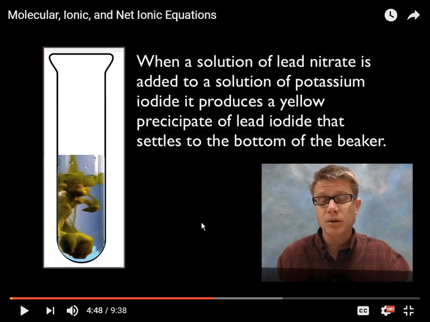2 NO3 1 minus. They have to be exactly the same. If one of them has a charge and the other one doesn't, I wouldn't consider them the same because they actually are different. So in this case, they're the same. We cancel them out. So who are the game players? Who are the participants in the precipitate? Lead 2 plus and 2 iodines. So we're taking this one, and we're making lead 2 iodide. Precipitate out.